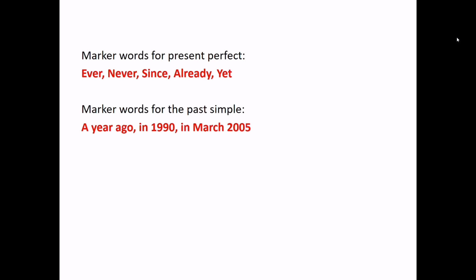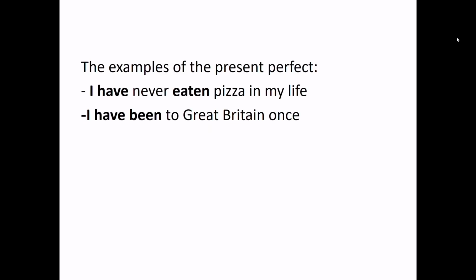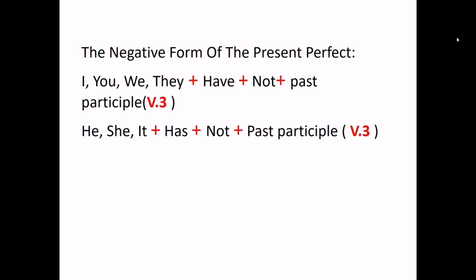Now we have marker words for the present perfect: ever, never, since, already, yet. And also we have marker words for the past simple: a year ago, in 1990, in March 2005. Now the examples of the present perfect: I have never eaten pizza in my life. The second example: I have been to Great Britain once.